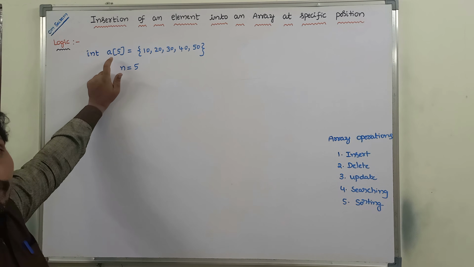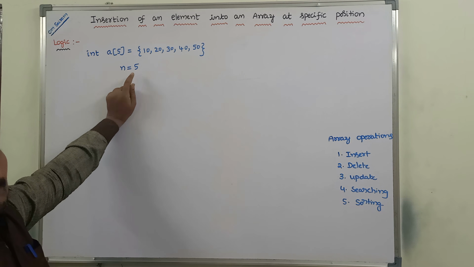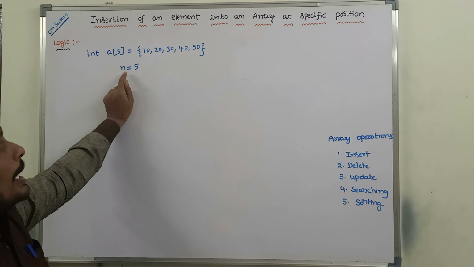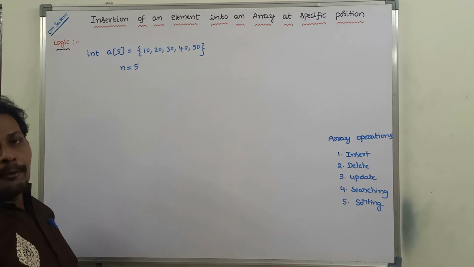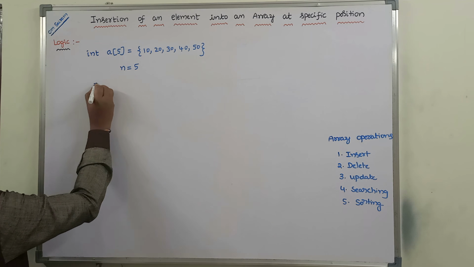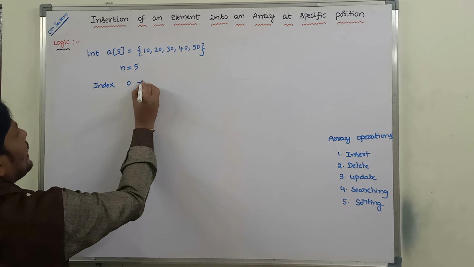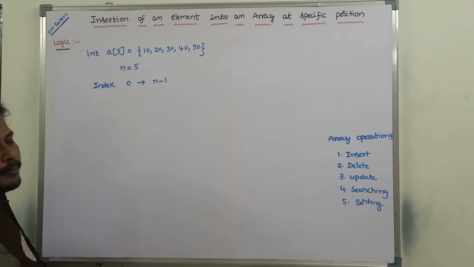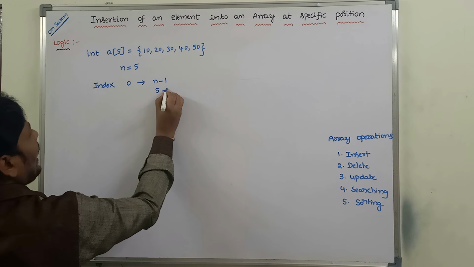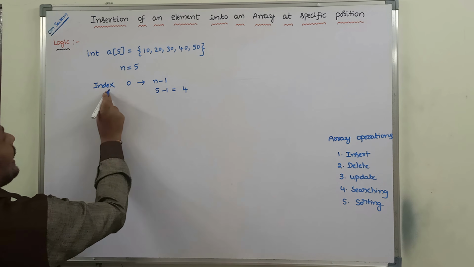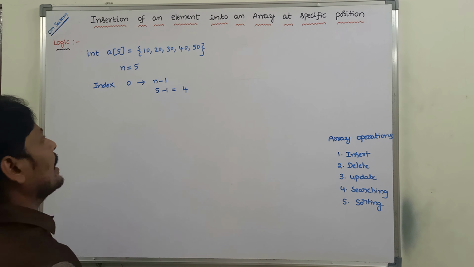It can store 5 integers. So 5 is the size of the array, which can be denoted by n. So n is equal to 5. Whenever the size of the array is 5, the array index starts with 0 and ends with n minus 1. What is the n value? The n value is 5, so 5 minus 1, that is 4. Array index starts with 0 and ends with 4.